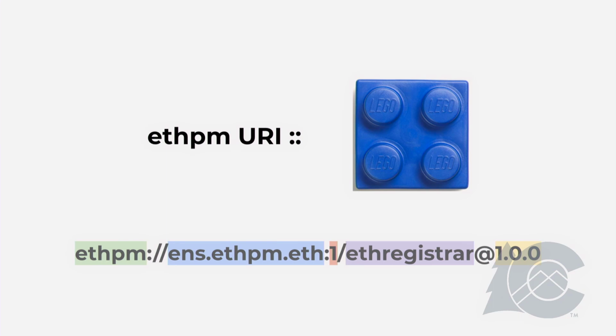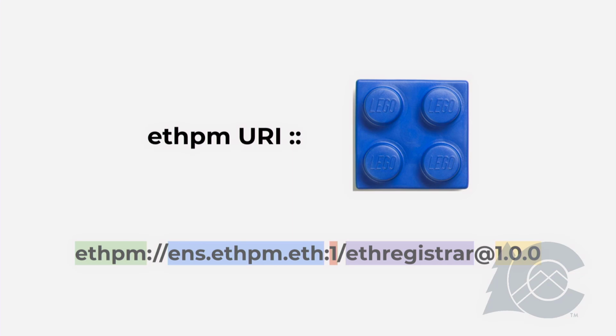So I'd like to present that an ethPM URI is equivalent to a Lego brick, and it doesn't have to be a 2x2. It can be any kind of Lego brick. It can be a person Lego, a wheel, a rocket Lego. But the idea of the Lego is contained in this string, and this is what we call an ethPM URI.